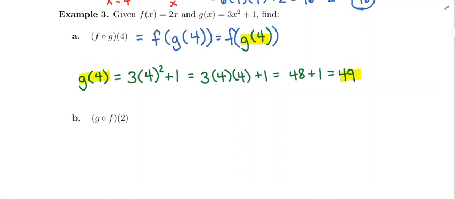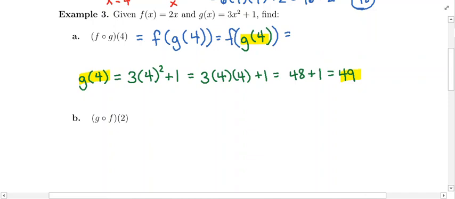If I come back to f of g of 4, f is still on the outside, but the quantity inside, which is g of 4, is equal to 49. So you're left with f of 49. This means go to f and plug in 49 for x.